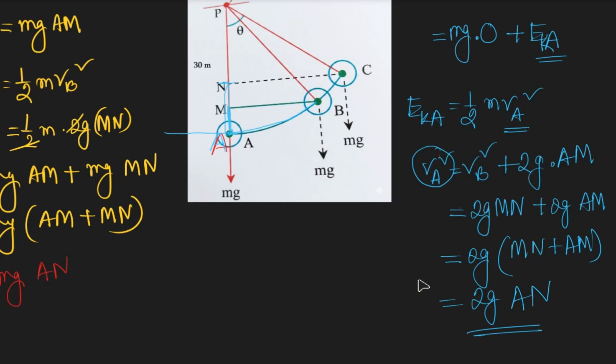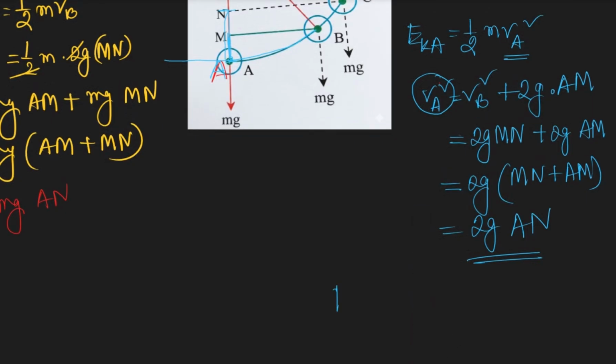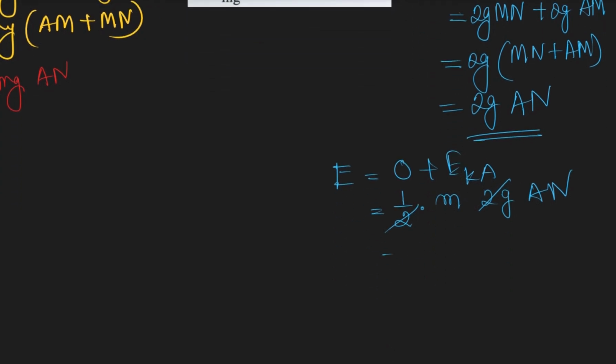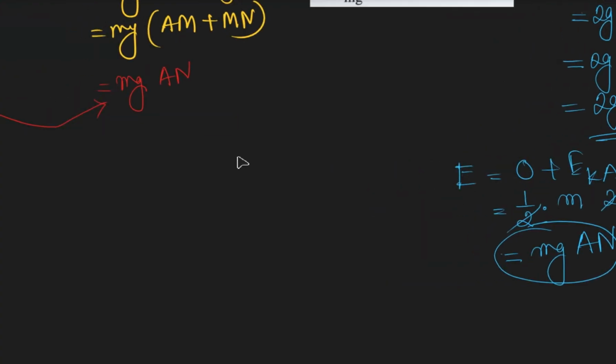So let's plug in the value of total energy. The total energy is equal to 0 plus EKA. So it can be written as half m times 2g AN. So 2 cancels out, so it will be written as mg AN, right? Let's write down clearly. So at A point it is mg AN, look here, which is for B point, which is also the same as mg AN.